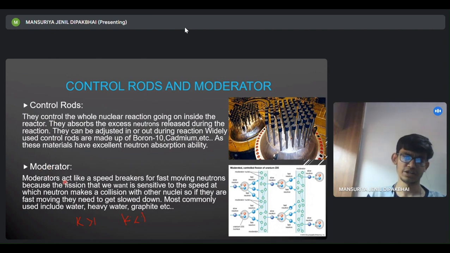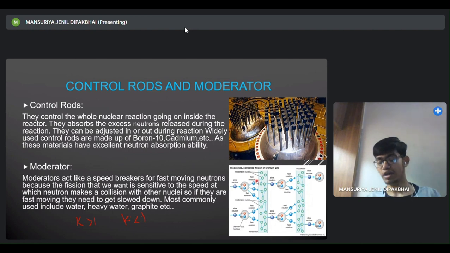Moderator. A moderator acts like a speed breaker for fast moving neutrons. When neutrons are produced in a reaction, they have very high speed. And if these neutrons are used for another reaction, then the reaction may not be carried out because they need to be at a certain speed for the reaction to carry out. So the nuclei of the moderator will act like a speed breaker and slow down the neutron, just like here we see, and it will again cause the chain reaction.